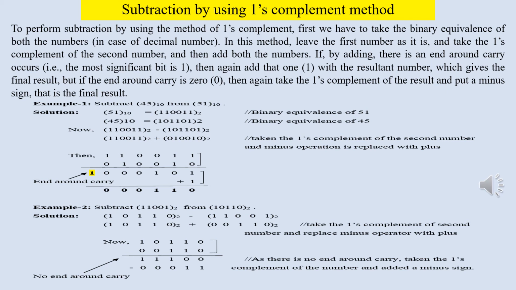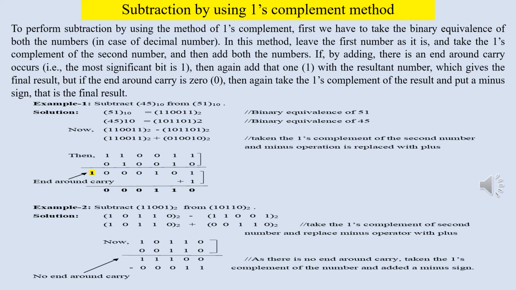Accordingly, we have to move to the most significant bit. While doing so, we are getting an end around carry of 1. So again we have to add that 1 with the numbers. By adding again, we finally get the answer as 0, 0, 0, 1, 1 and 0.